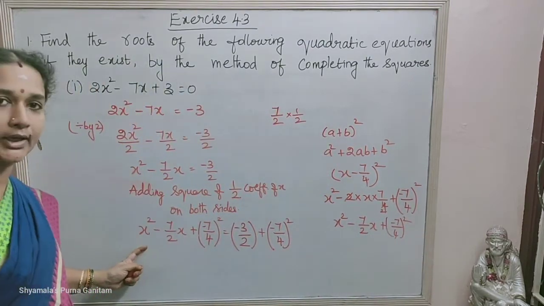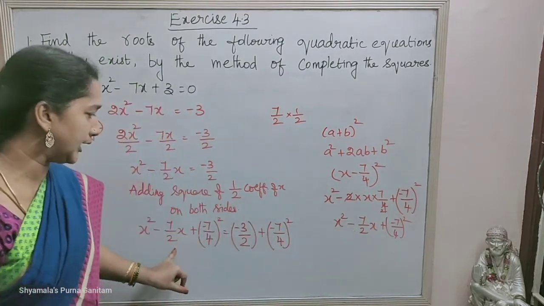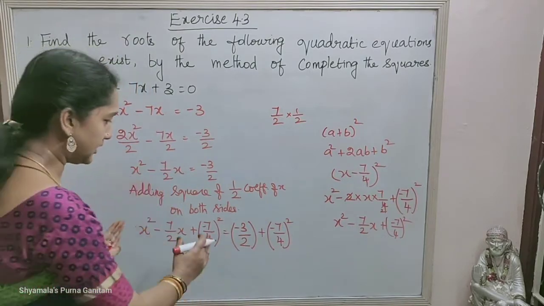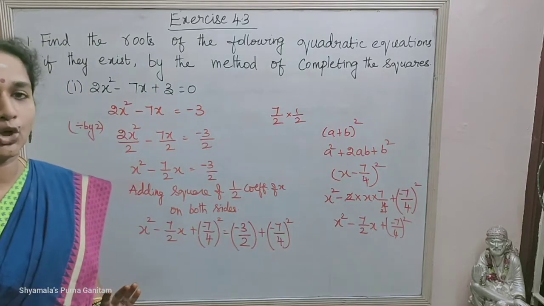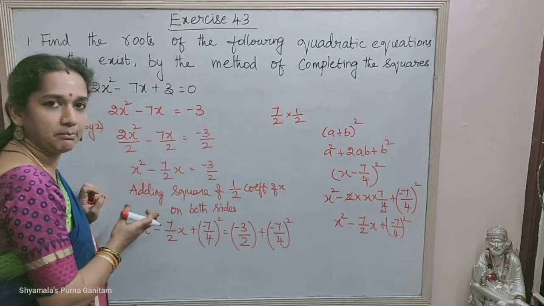So, this is x squared minus 7 by 2x plus minus 7 by 4 the whole square. So, this I am going to rewrite as x minus 7 by 4 the whole square. Understood now? So, this step is very important.